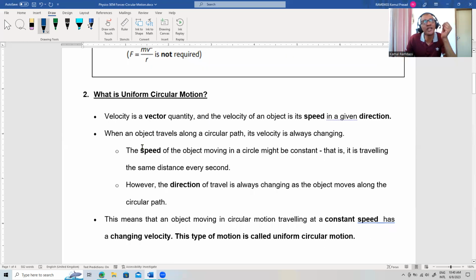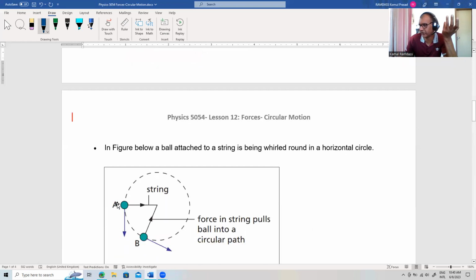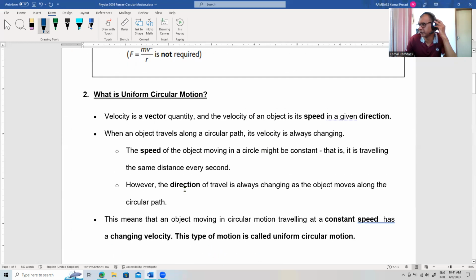Bon, when an object travels along a circular path, its velocity is always changing. Et nous trouvons que the velocity is in the direction tangent to the circle, OK, ça veut dire il peut continuously change along the circular path. Et simplement, on peut dire que its velocity is always changing. Et the speed of the object moving in a circle might be constant. That is, it is traveling the same distance every second. However, the direction of travel is always changing as the object moves along the circular path.